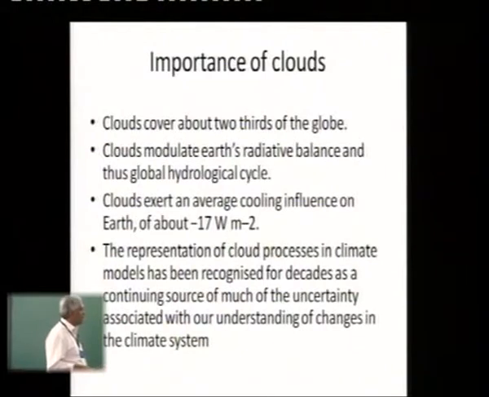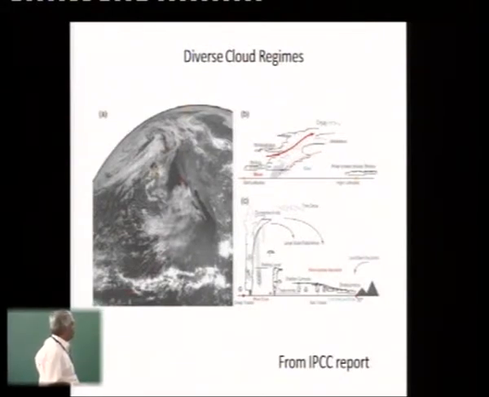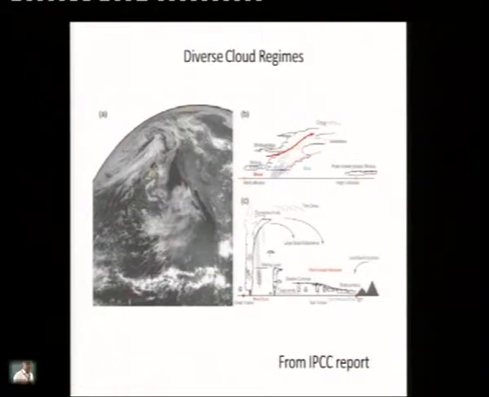But as all of you know, the representation of cloud processes in climate models has been recognized for decades as a continuing source of much of the uncertainty associated with future climate projections, especially in IPCC models. I will show some results saying that cloud processes are one of the largest uncertainties in climate change projections. These diagrams are taken from an IPCC report, and they show that on a typical day you can have different kinds of clouds. This is from the East Pacific. There is a cloud system associated with a frontal system, and an ITCZ moving here. If you take a cross section from here to here, you get this kind of cloud pattern, and if you take a cross section from here to here, you get a different one. So at a given time across the globe, you can have different kinds of clouds with different properties. It is a very highly complex system.